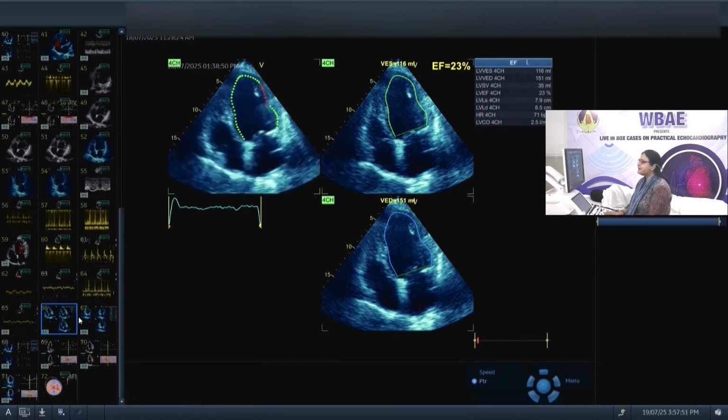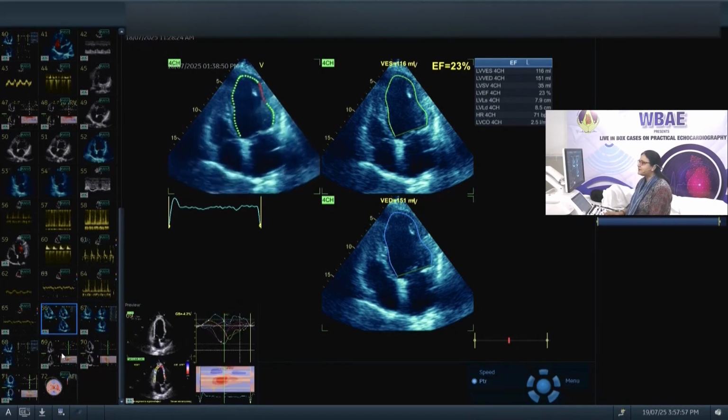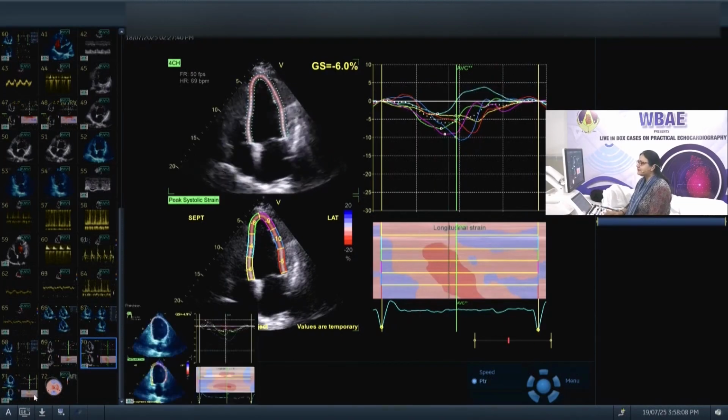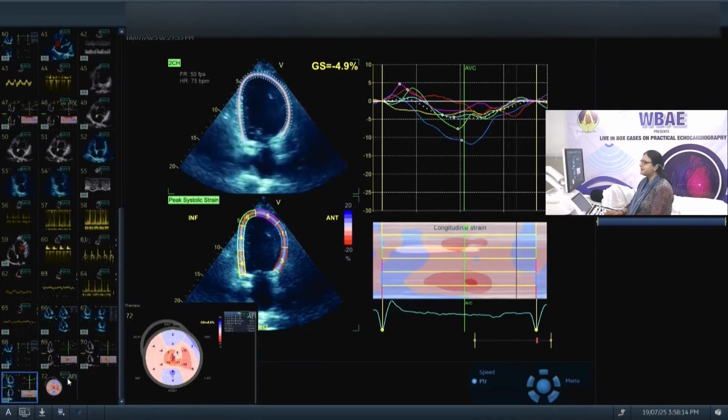After doing the LV ejection fraction calculation by biplane Simpson method, we will now examine this patient's global longitudinal strain. Here again, strain is calculated in all these three views: the apical long axis, the apical 4-chamber, and the apical 2-chamber views. And here one has to keep in mind that the proper delineation of the myocardium is very important. Otherwise, the speckle tracking that gives us the global longitudinal strain might become erroneous.